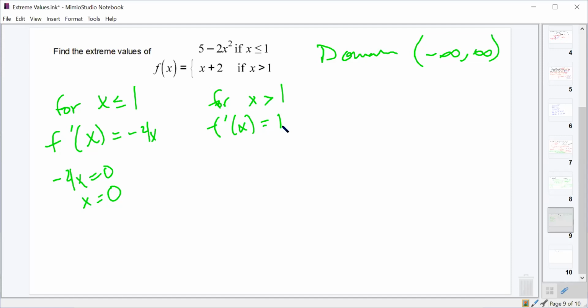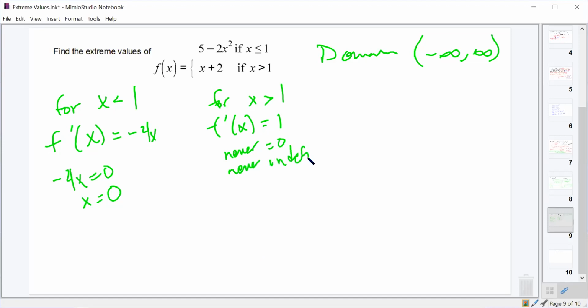So now, I made a small mistake here. I should have said for x less than 1. We're not going to look at the endpoint of 1. So for x less than 1, the derivative is negative 4x. Do we have any critical values? x equals 0. Just x equals 0, right?